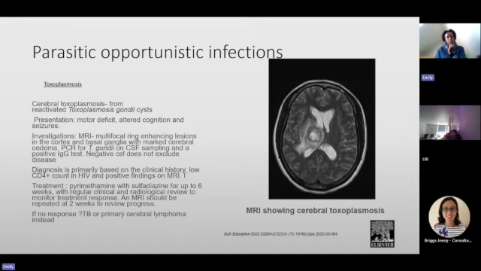Treatment is pyrimethamine with sulfadiazine for up to 6 weeks with regular clinical and radiological review to monitor treatment response. So you expect that in 2 weeks the patient should have shown progress. And if in those 2 weeks the patient is not showing progress at all, then start thinking of things like TB, or could it be cerebral lymphoma.